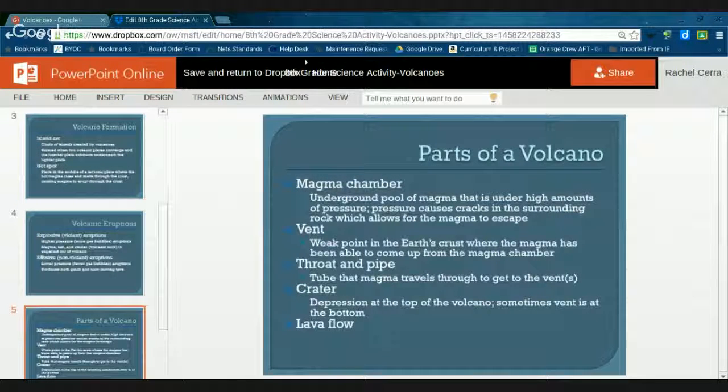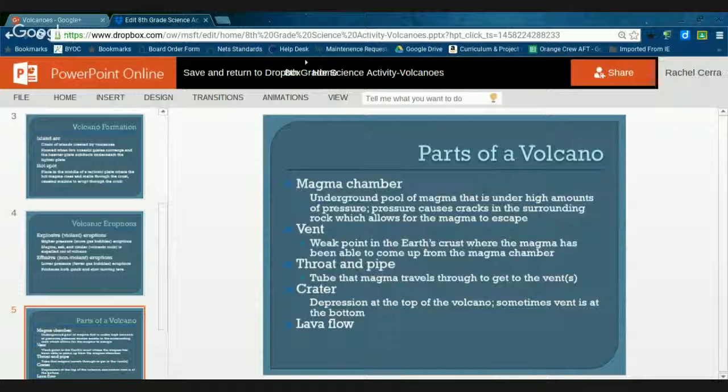Parts of the volcano, you're going to get a worksheet here in just a little bit, and you're going to have to label these parts here. But the magma chamber is the part of the volcano that's underground, where the magma is collecting. This is where the high amounts of pressure are going to form in order to push that magma up and out of the mantle.